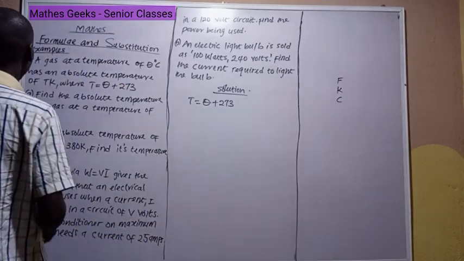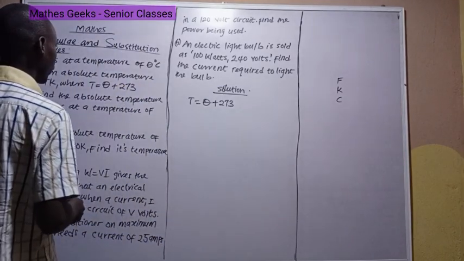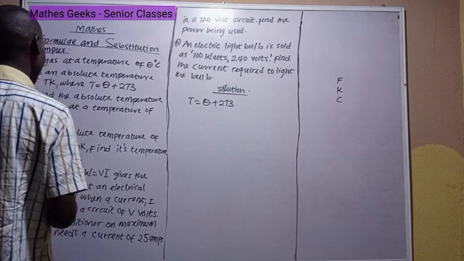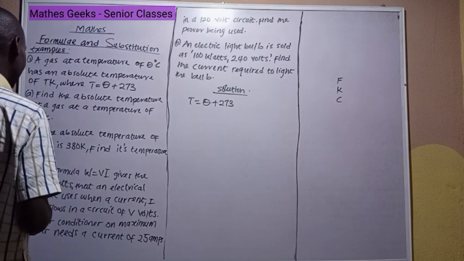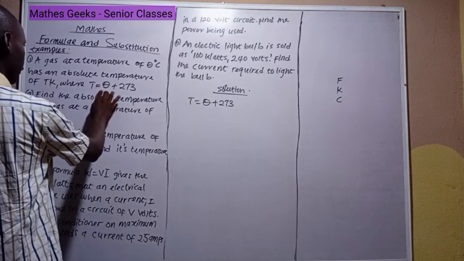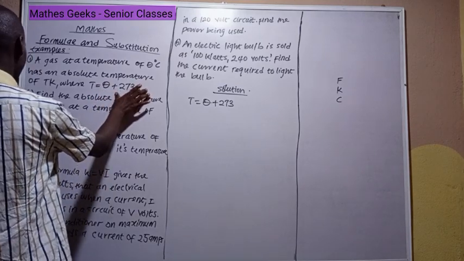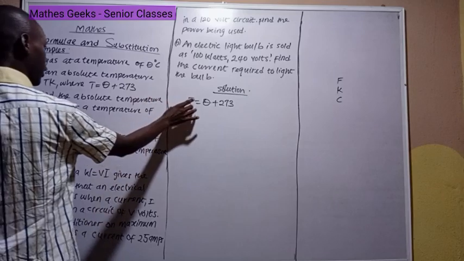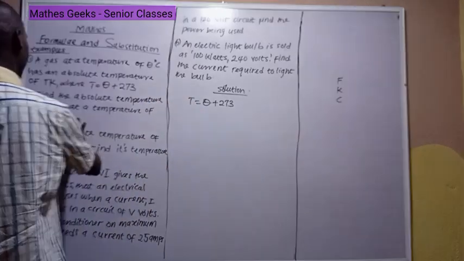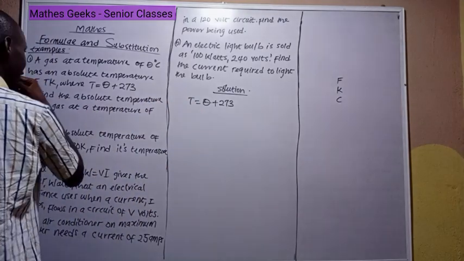So the question says a gas at a temperature of theta degrees Celsius has an absolute temperature of T Kelvin, where T is equal to theta plus 273. Find the absolute temperature, which is T in Kelvin, of a gas at a temperature of 68 degrees Celsius.